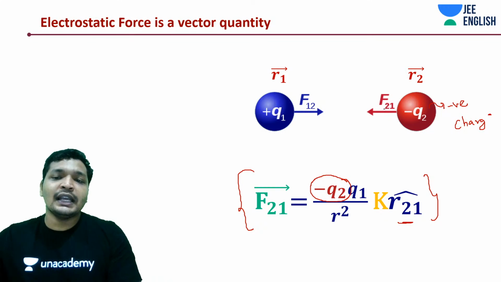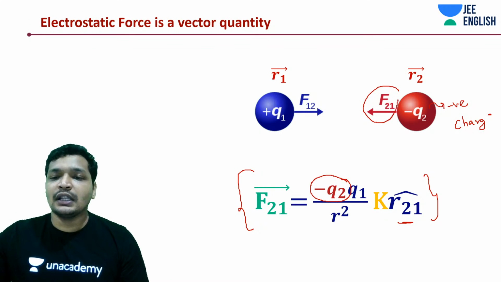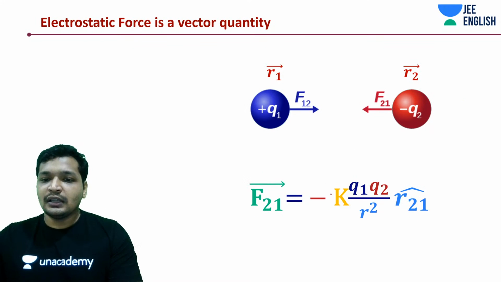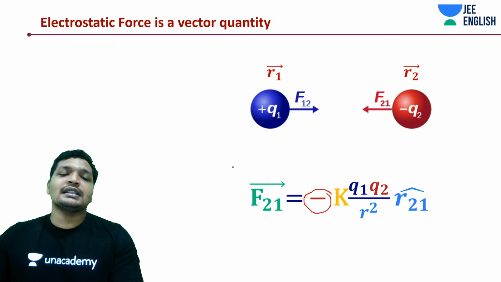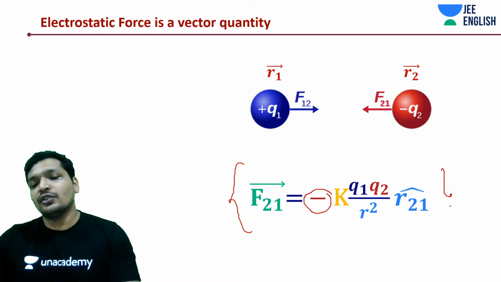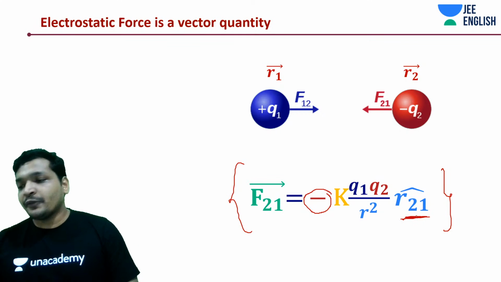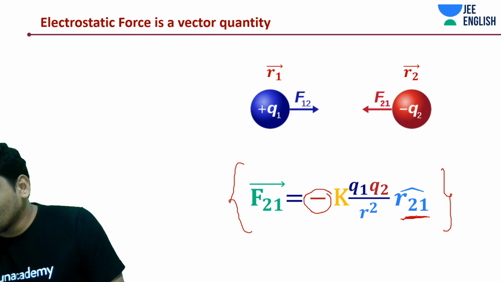There was a negative sign, hence the force is in the reverse direction. That is all that changed. The minus appears. That's it guys. That is all about Coulomb's law. This is the most apt way to represent force, and hence Coulomb's law.